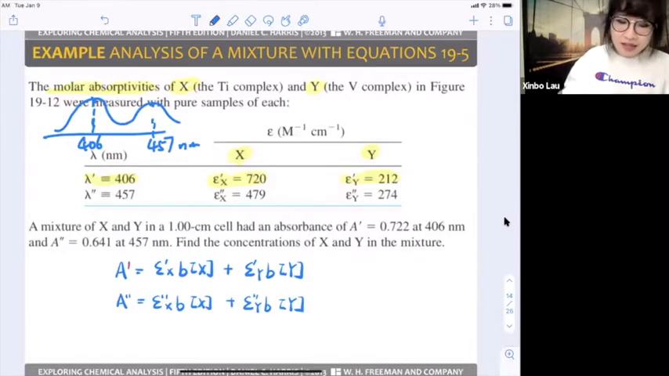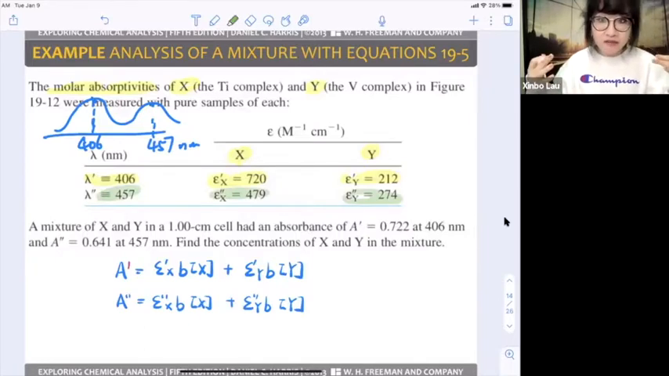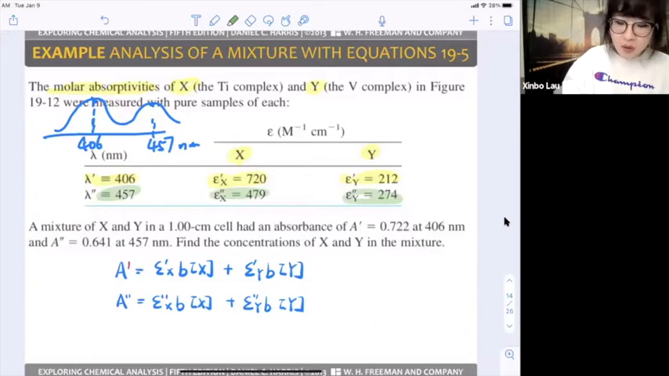Okay, and then at a different wavelength, you have the epsilon. Again, that's just the reference information we're supposed to know, because we know what X and Y are. So we'll be able to find the information about their epsilon, right? That molar absorptivity information at that particular wavelength. Okay, so this is the background info you're supposed to know. And now let's see what the question is asking us.